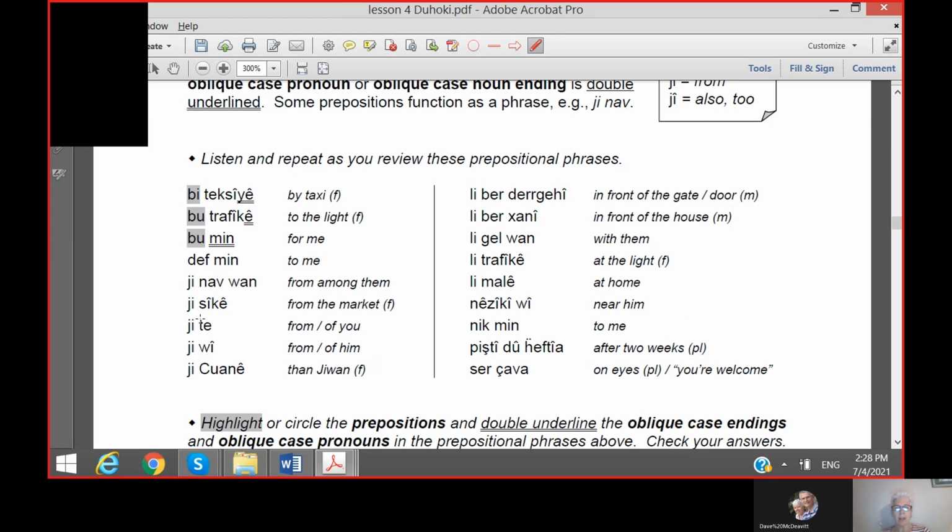Okay, so go ahead and take some time to listen to the audio recordings. If you haven't downloaded the audio recordings, you can find the link from page 2 in lesson 1. After you've listened to these, listen and repeat, then come back and we'll go on.